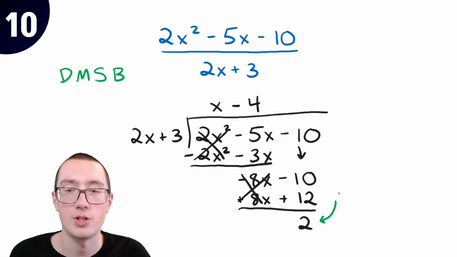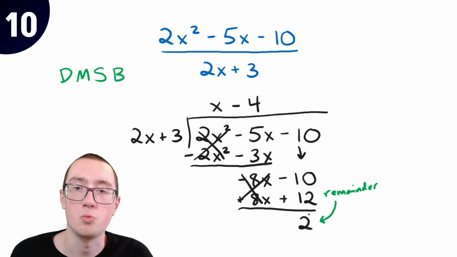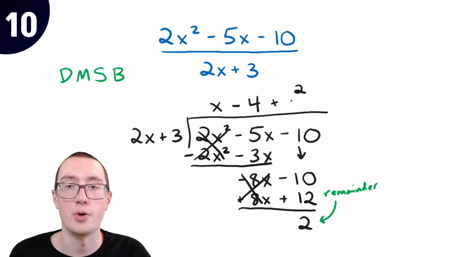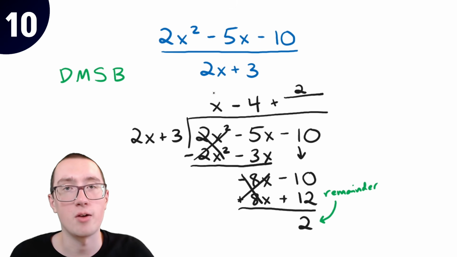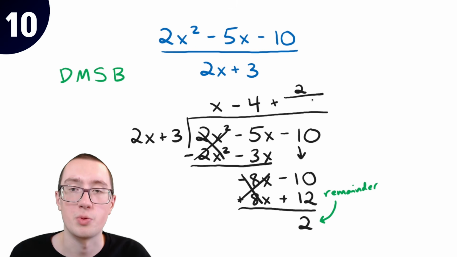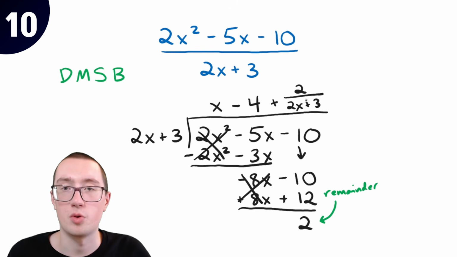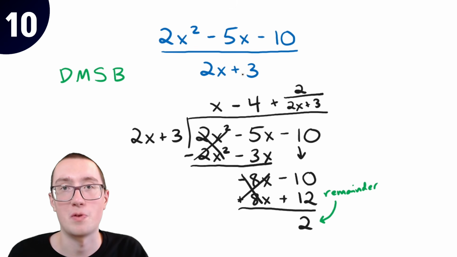But this is not 0. So that means we have a remainder. And dealing with a remainder is actually pretty simple. We just need to attach it to the end of our answer. So our remainder is going to be plus 2, but the 2 has to be divided by our part that was outside of the division box. So we have to divide it by 2x plus 3. And that's all you have to do with a remainder. You just attach it to the end and then divide it by whatever we divided by originally.